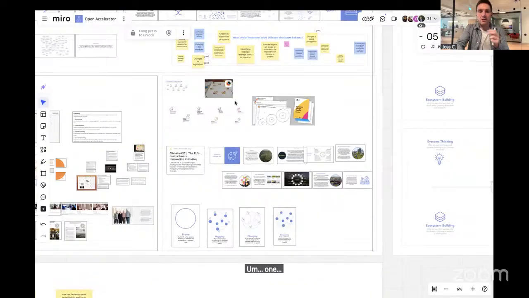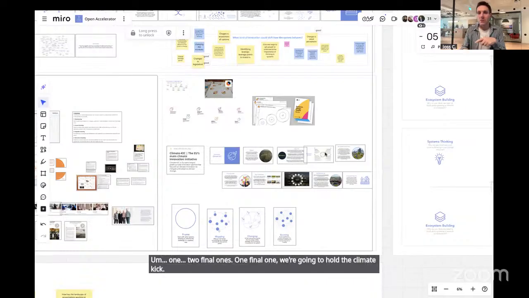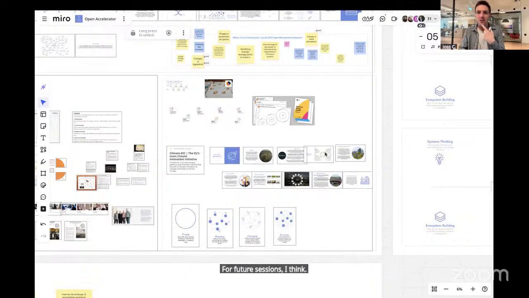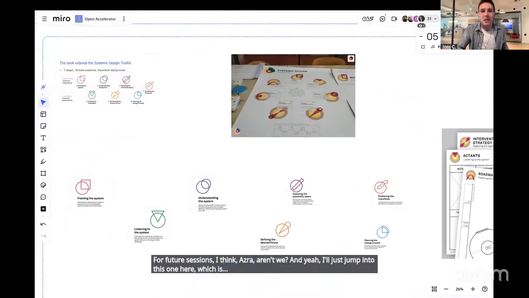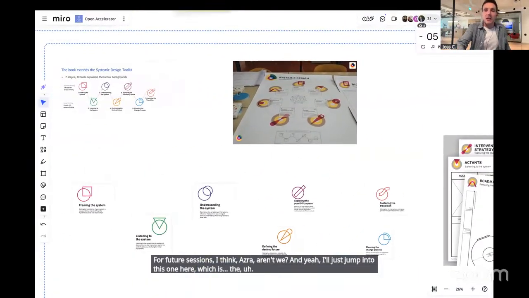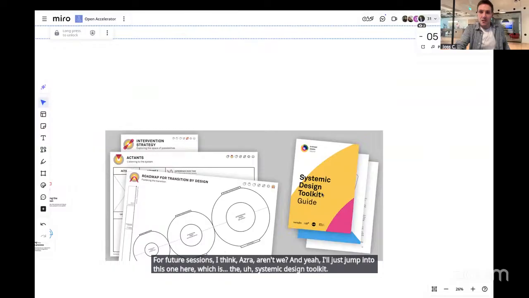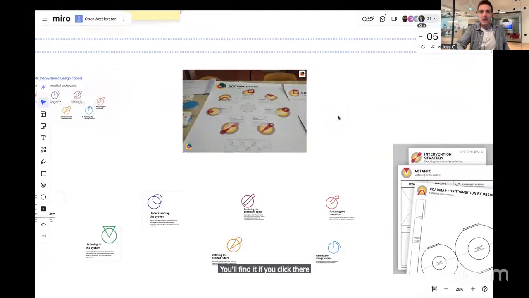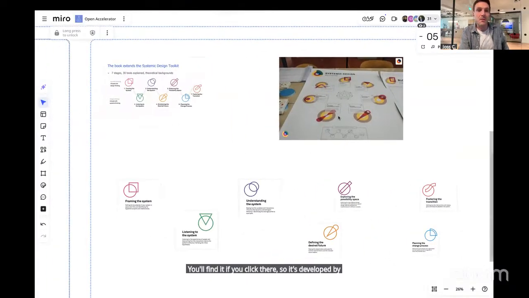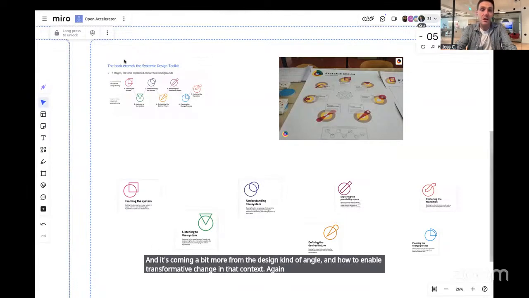Two final ones. One final one. We're going to hold the climate kick for future sessions, I think, Azra, aren't we? And I'll just jump into this one here, which is the Systemic Design Toolkit. You'll find it if you click there. It's developed by NAMA in Belgium, and it's coming a bit more from the design angle and how to enable transformative change in that context. Again, similar sorts of approaches.